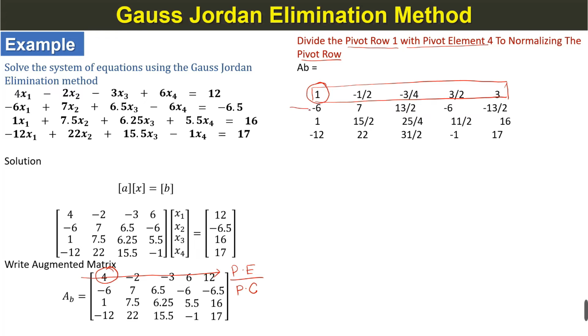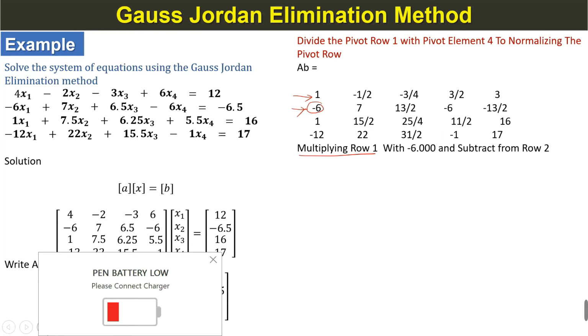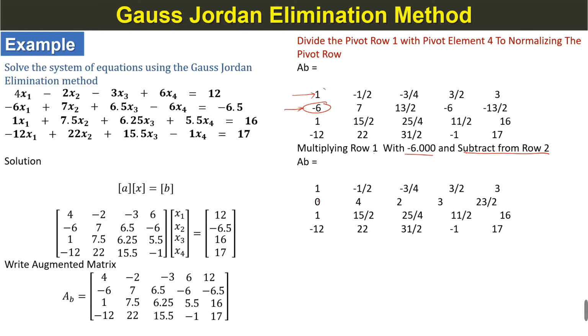Okay, so now we eliminate all these terms, this one, and this one. So we multiply the pivot equation by -6 and subtract from the second row. Multiply row 1 by this term and subtract from the second row, and here we can see that this is equal to 0. Next we multiply this term by 1 and subtract from this one. So multiplying row 1 by 1 and subtracting from row 3.